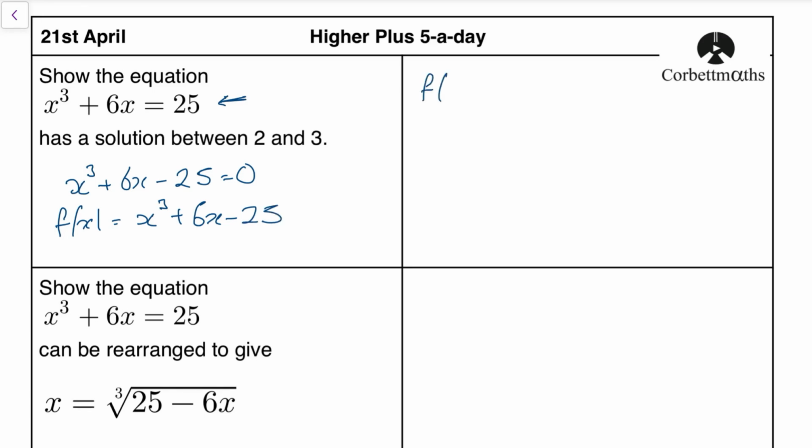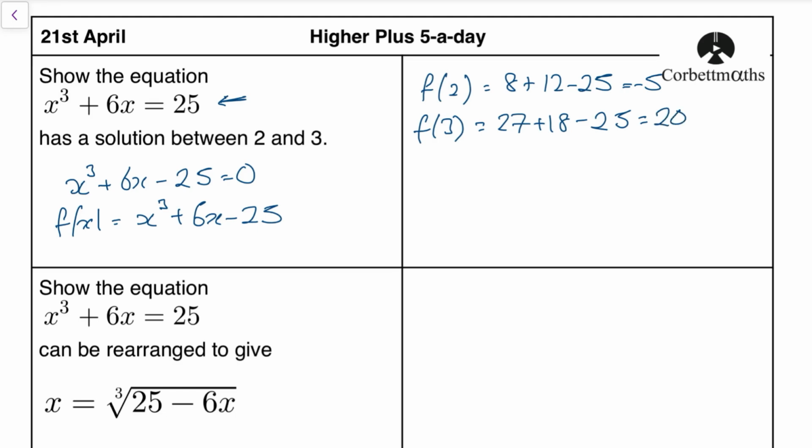Then I'm going to work out the equation at those 2 points. So f of 2 and f of 3. Well, f of 2 is 2 cubed, which is 8, plus 6 times 2, which is 12, minus 25. So that's 20 minus 25, which is minus 5. And f of 3 is 3 cubed, which is 27, plus 6 times 3, which is 18, minus 25. Well, that's going to give me 20. So to be clear, the first one is minus 5 and the second one is 20.